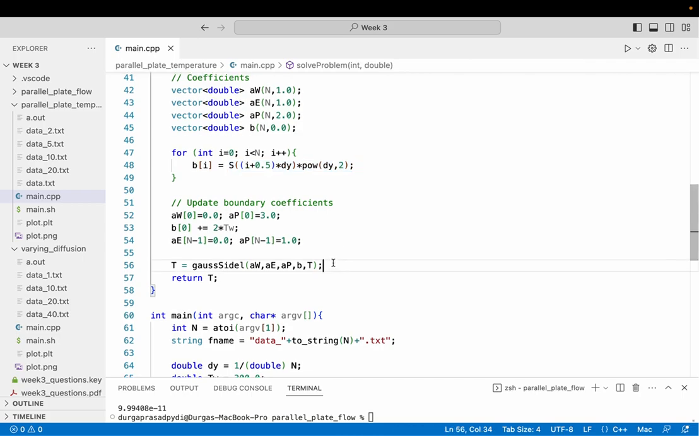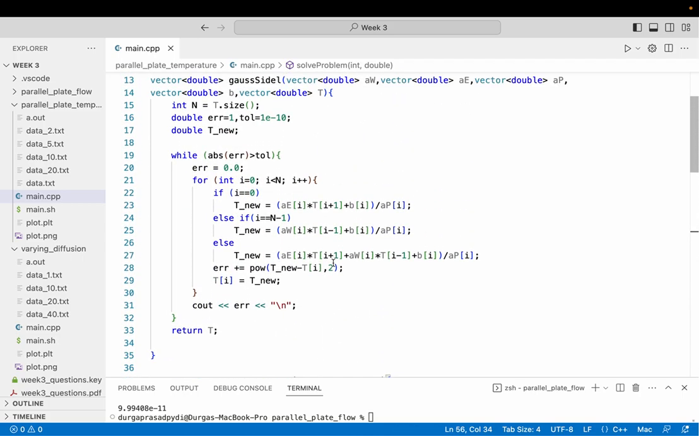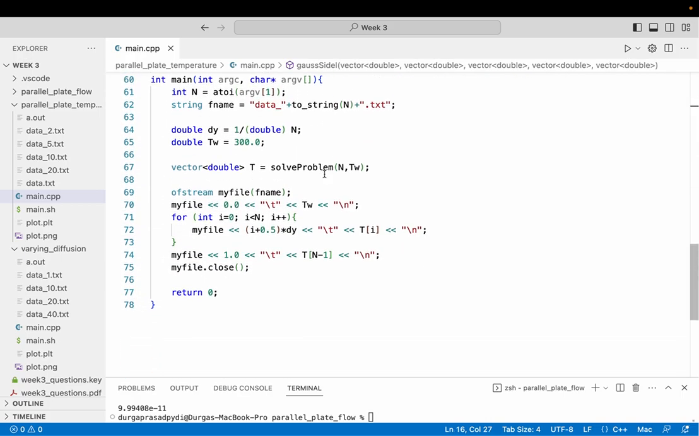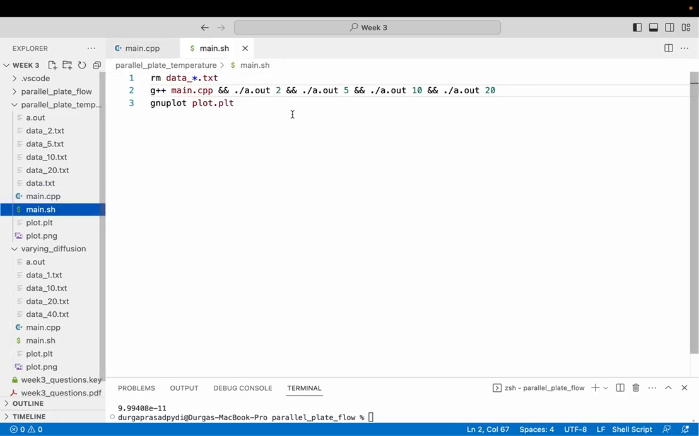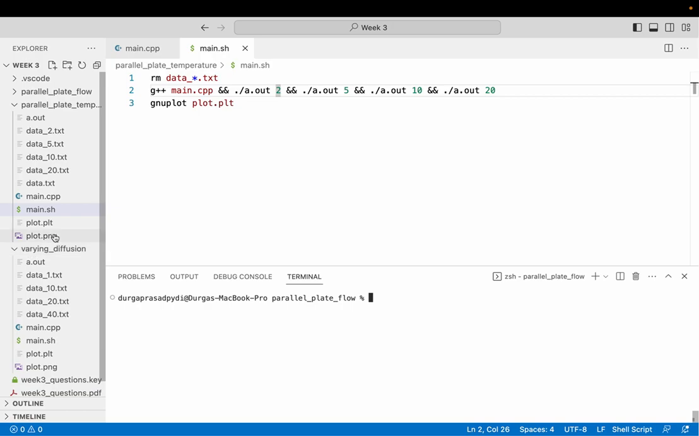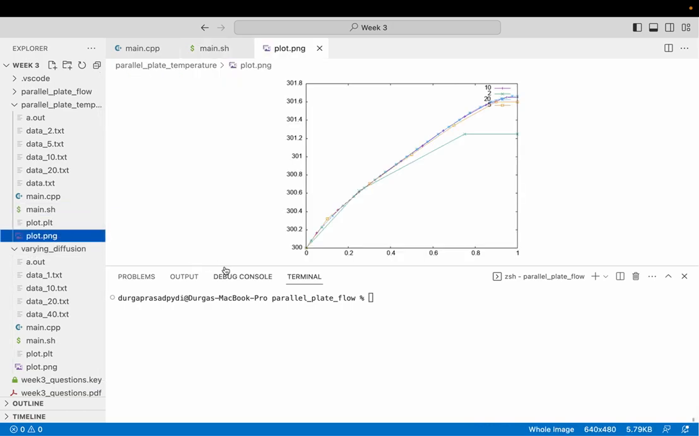So the Gauss-Seidel implementation is the same as the previous one, so you just iterate till your convergence. I kept a tolerance of 10 power minus 10. I've solved it for grid sizes of 2 points, 5 points, 10 and 20 points. And these are the results.